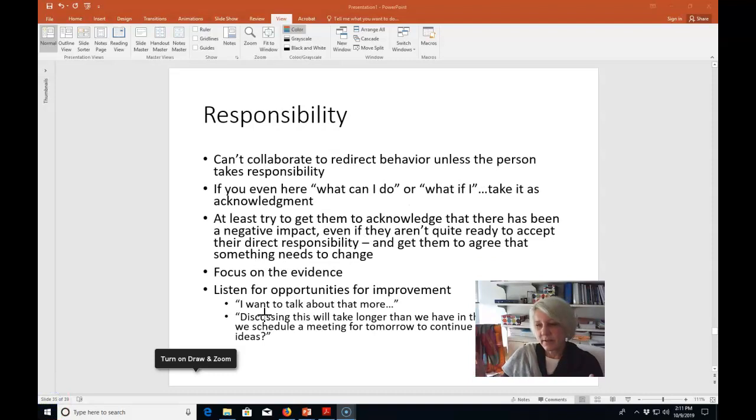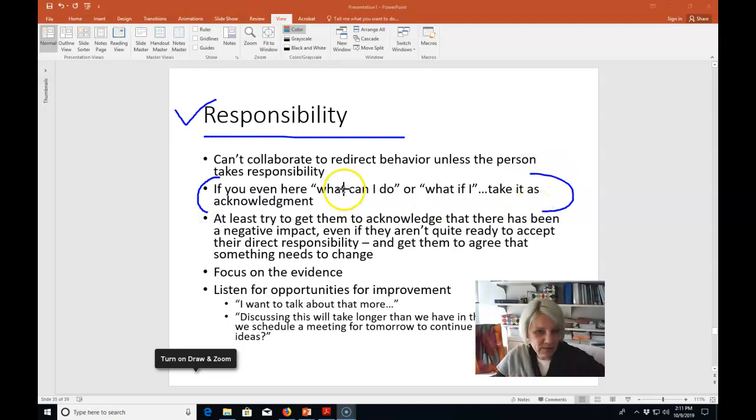So that part of the process of checking or inquiring is about this idea of checking for responsibility. Feedback is not going to be effective if we don't get to the point where people own it. And you can't collaborate, right? You can't coach to figure out how to improve if they don't take a certain amount of responsibility. But if you can even get them to say, what if... If you hear them say, well, what if something, right?